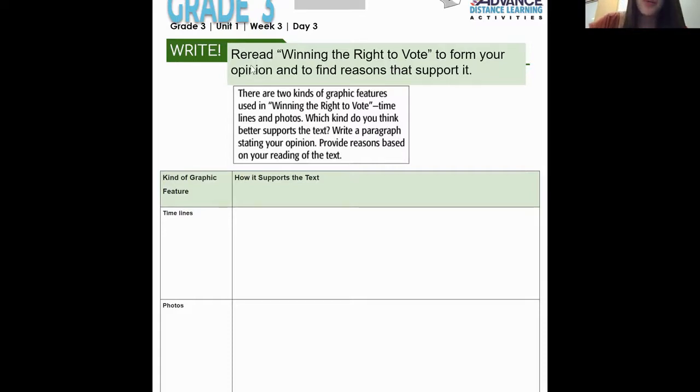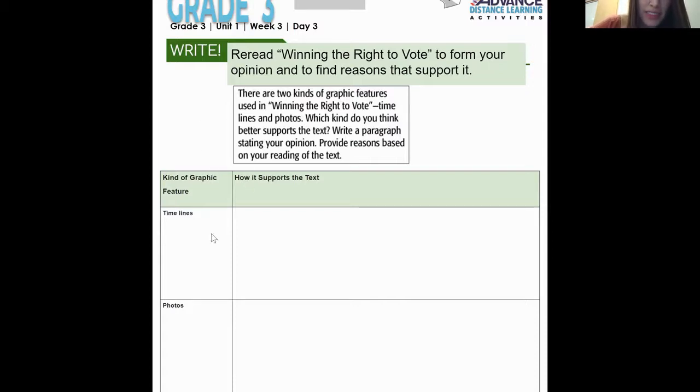So let me go ahead and reread my prompt. There are two kinds of graphic features used in Winning the Right to Vote: timelines and photos. Which kind do you think better supports the text? Write a paragraph stating your opinion. Provide reasons based on your reading of the text.